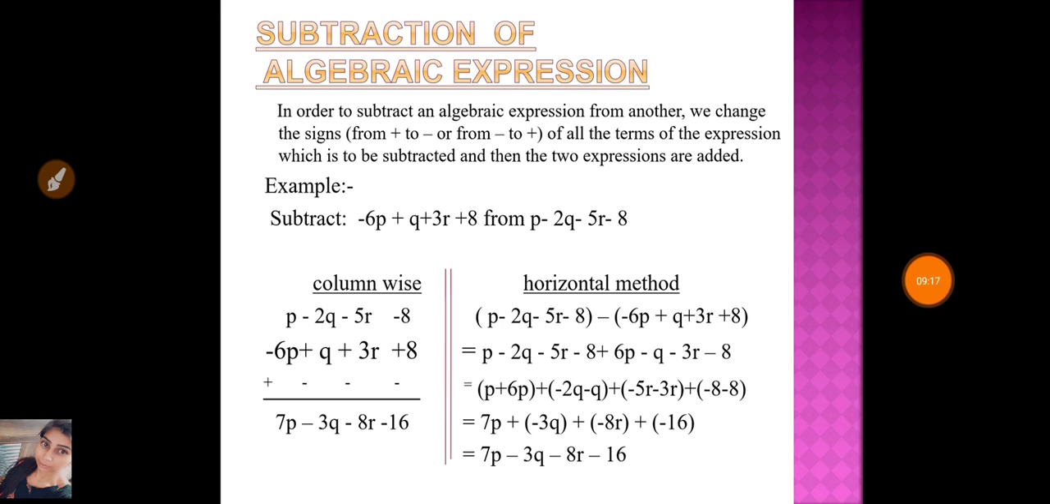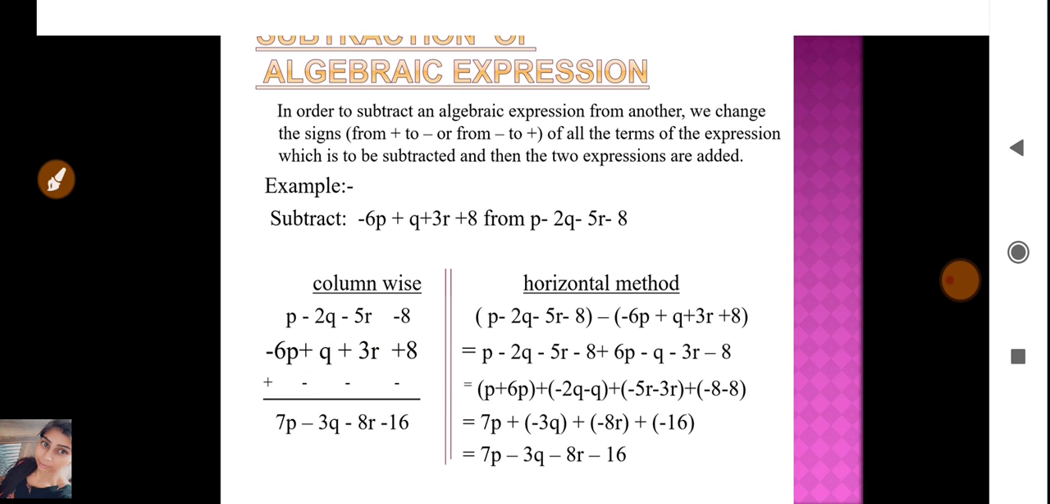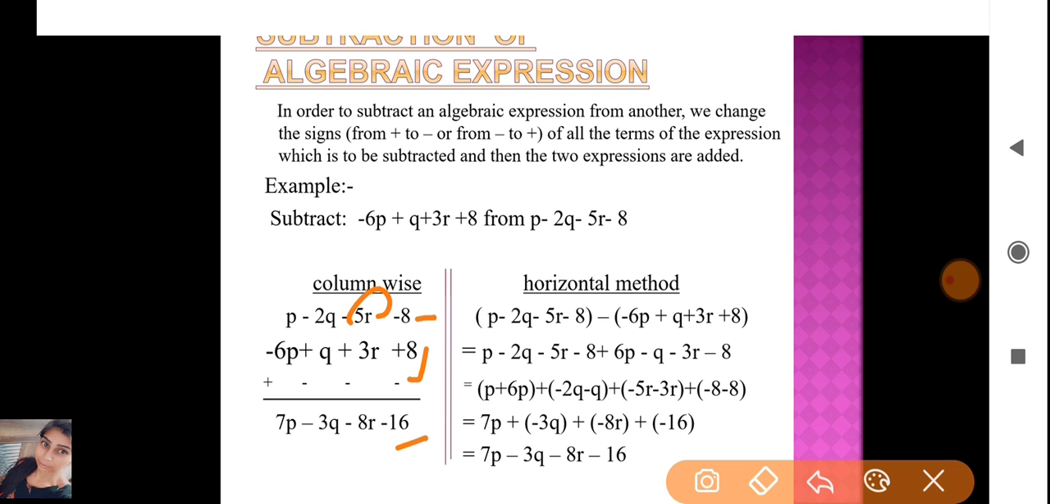As it is written, the sign will change from plus to minus and minus to plus. That means you need to change the signs. This plus will become minus, this plus will become minus, this plus will become minus, and this minus will become plus. Now you can see minus 8 and minus 8 is minus 16, minus 5r and minus 3r is minus 8r, minus 2q and minus q is minus 3q, p plus 6p is plus 7p. So the sign in the second line you're going to ignore, and you're going to consider the sign which we changed here. These signs are to be considered for these terms.